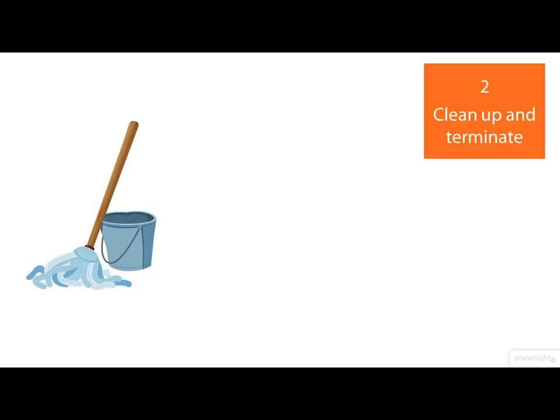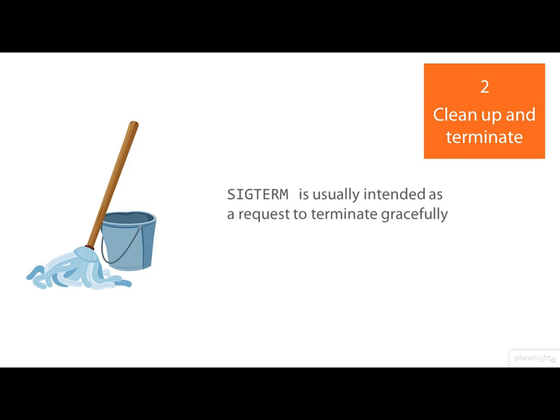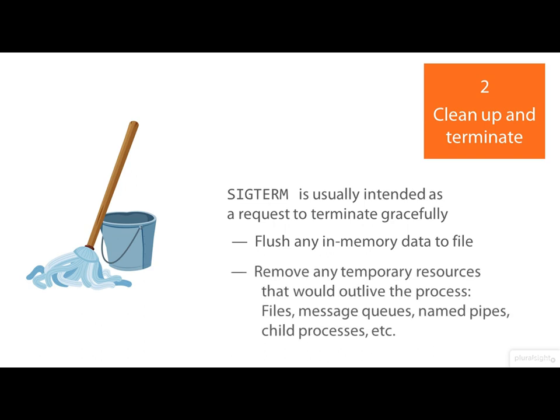Suggestion number 2, clean up and terminate. Now the convention is that if you send a process a SIGTERM, that's a request to gracefully clean up its resources and terminate. That might include, for example, flushing any in-memory data to a file, and then removing any temporary resources that would otherwise outlive the process, things like files, System 5 message queues, named pipes, any child processes that were created, and so on.